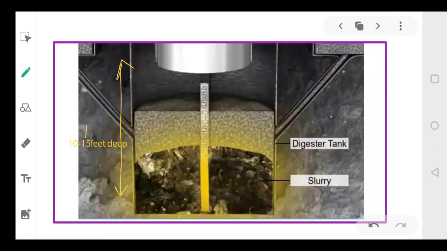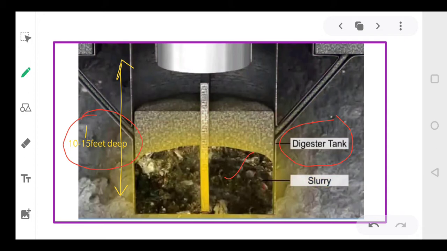Now after this, we come to the digester tank, as the slurry is fed into the digester tank. Slurry is nothing but a mixture of cow dung and water. Now this digester is basically 10 to 15 feet deep, and it is a cemented structure. It is made up of cement plus bricks. So you can say it is a deep structure into the earth.